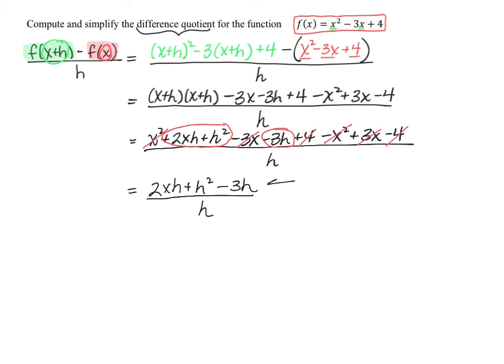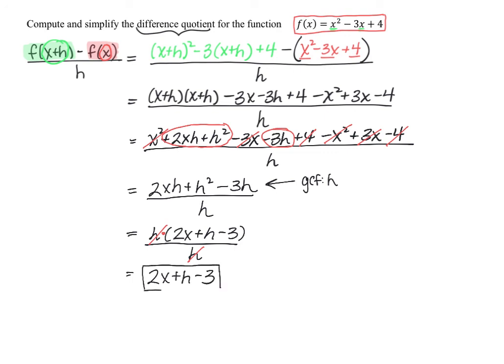Now notice in the numerator, there's 3 terms, but there is a greatest common factor. We can factor out an h. So if you factor out an h, you're left with h times 2x plus h minus 3, all divided by h. And by factoring out the h, now we have multiplication here in the numerator, so we can go ahead and divide out our h's, which is going to leave us with an answer of 2x plus h minus 3. And that's going to be our answer for the difference quotient for this particular function.